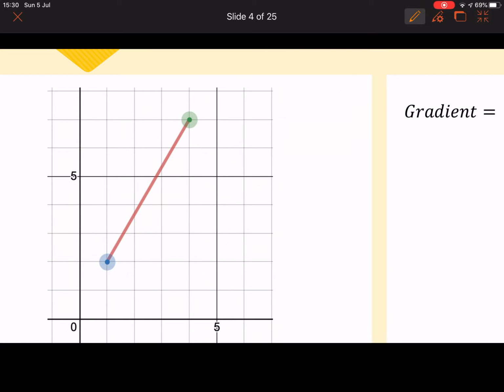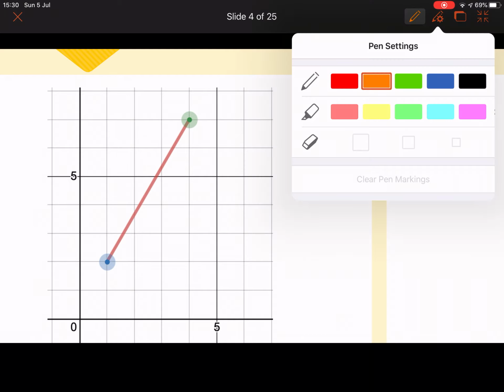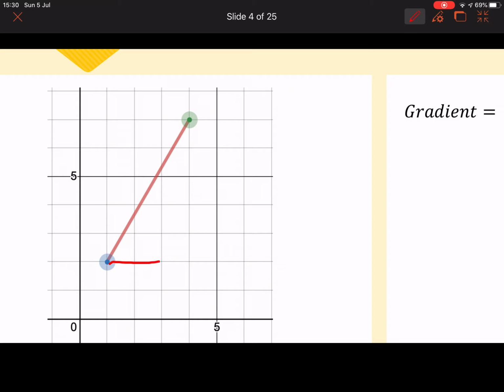So, if we have a look at our graph here, our difference in our y values, so our rise, is we're going up from this blue point to the green one. So we're actually going, and we can view our triangle. You can do it on top of the line or under the line. It doesn't matter which. I'm just going to draw our right angle triangle here for us.